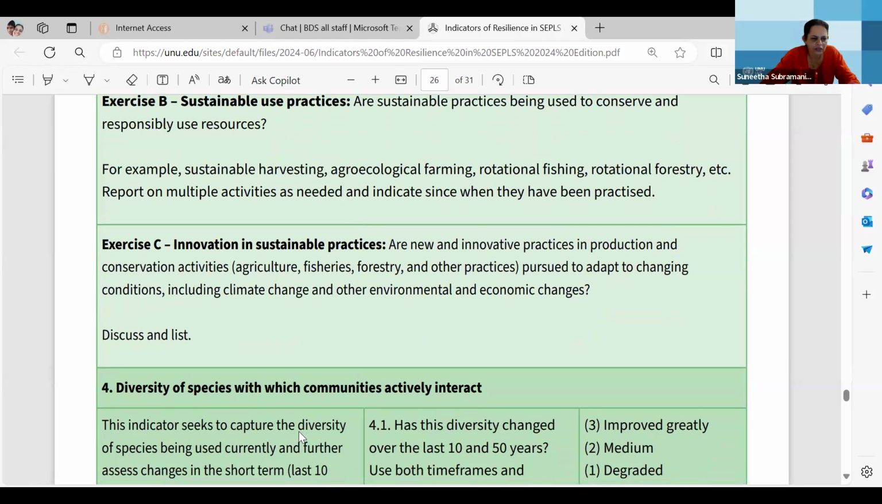And if it's relatively new, it helps them to see if they would need to get more expertise. The second exercise looks at innovation in sustainable practices, and that's an adaptation issue essentially. Are new and innovative practices, both in production and conservation activities, across all of the various livelihood activities that might be there, being pursued in order to adapt to changing conditions.